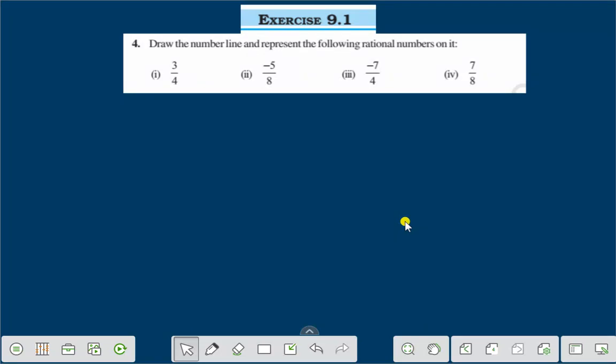Hello everyone. Today we shall discuss exercise 9.1 question number 4. Draw the number line and represent the following rational numbers on it: 3 by 4, minus 5 by 8, minus 7 by 4 and 7 by 8. Right? Let us draw first in number line.